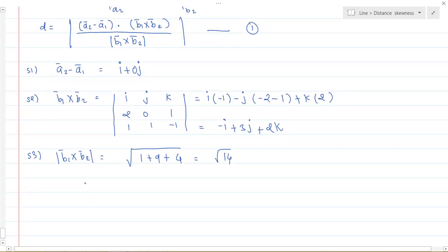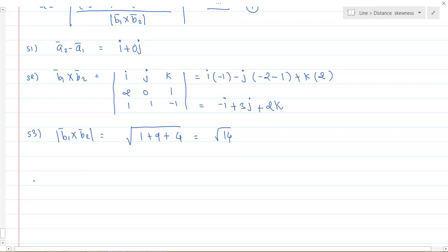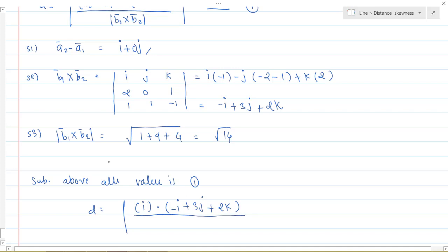Let's substitute all the above values in formula 1. So the distance is equal to mod of a2 minus a1, which is i, dot b1 cross b2, which is minus i plus 3j plus 2k, divided by the magnitude of b1 bar cross b2 bar, which is root of 14.